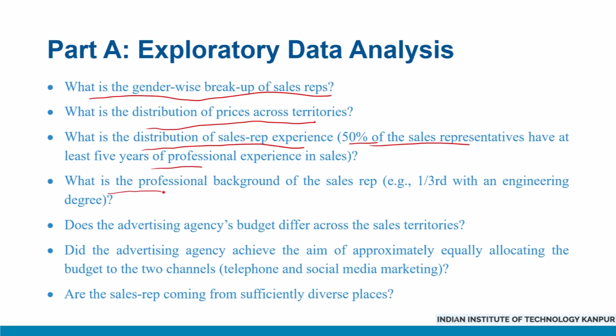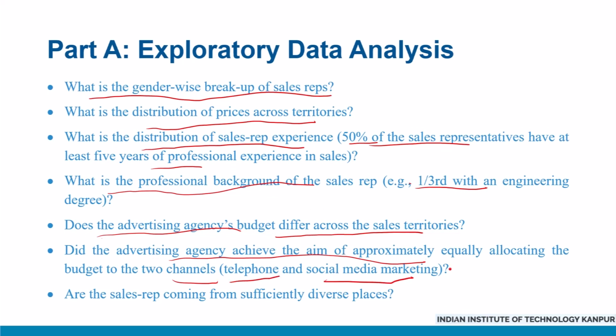Next, we'll see what is the professional background of sales reps. For example, the company claims that one-third of them have an engineering degree. We'll test the veracity of this claim. Next, we'll check whether the advertising agency's budget differs across sales territories. And then, did the advertising agency achieve the aim of approximately equally allocating the budget to two channels? So there are two channels, telecalling or telemarketing, and social media marketing.